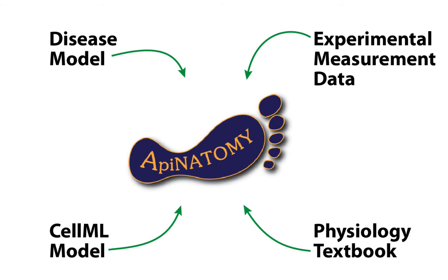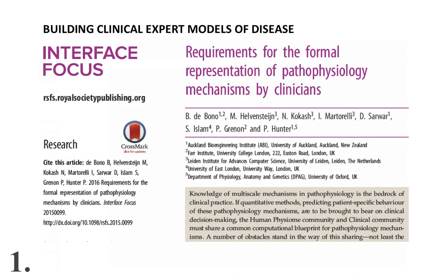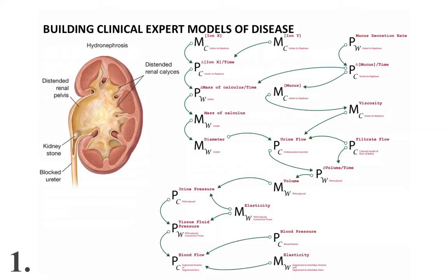Let's go through these examples one by one. 1. In ApiNATOMY, a disease model is a formal account of a pathological pathway. In this pathway, nodes represent measurements located in kidney structures.